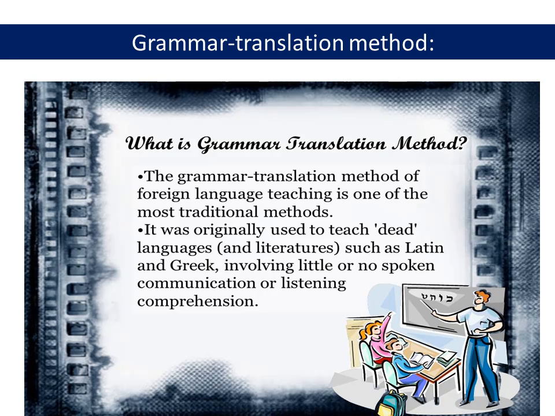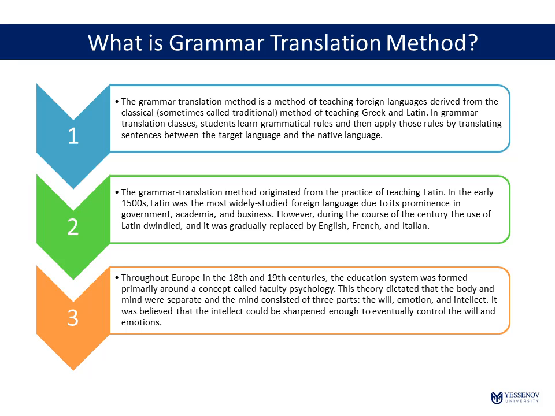So what is grammar translation method? The grammar translation method of foreign language teaching is one of the most traditional methods. It was originally used to teach dead languages and literature such as Latin and Greek, involving little or no spoken communication or listening comprehension. The grammar translation method is a method of teaching foreign languages derived from the classical, sometimes called traditional, method of teaching Greek and Latin. In grammar translation classes, students learn grammatical rules and then apply those rules by translating sentences between the target language and the native language.